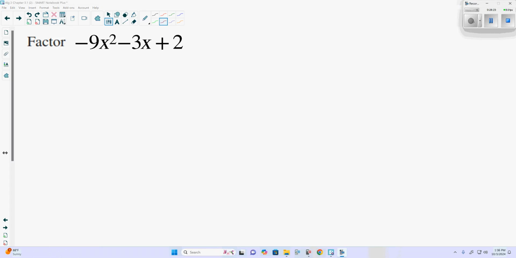Let's do one more of these, and then I'll give you the rest of the time to work on the assignment. Negative 9x squared minus 3x plus 2. Is there a greatest common factor between the three terms? Well, there's no number that goes into all of them, but because this a term is negative, we need to factor out a negative 1, which is just going to switch all the signs from positive to negative or negative to positive.